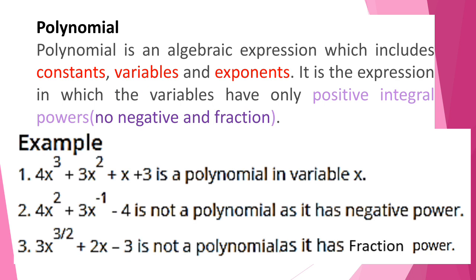In the second example, 4x square plus 3x power minus 1 minus 4. This is not a polynomial as it has a negative power. And in example 3, 3x power 3 by 2 plus 2x minus 3. Here the power is a fraction. So this is also not a polynomial.